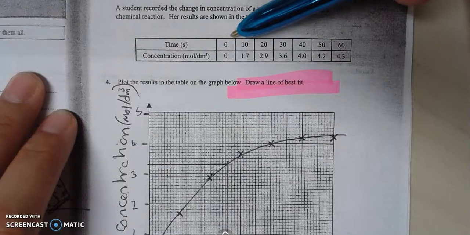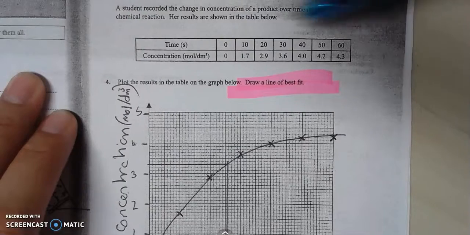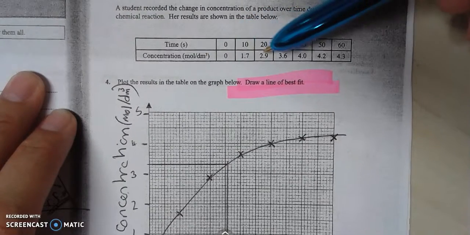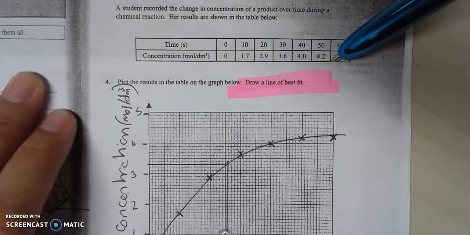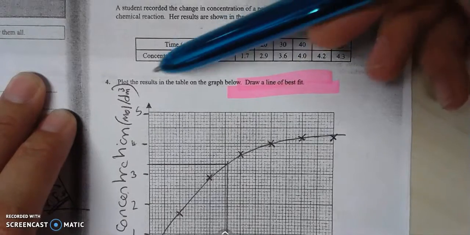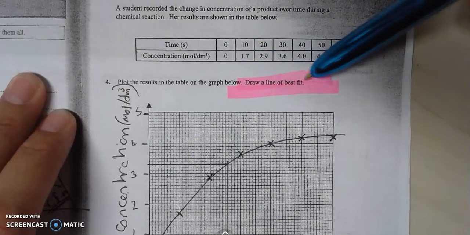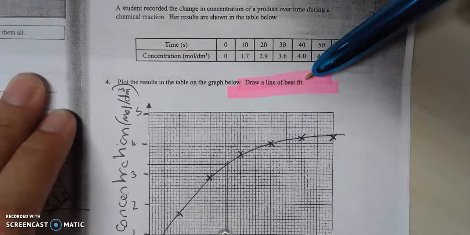Okay, so time, obviously that's the one that I controlled, so that's my independent variable. The one that I measured, concentration, was at the bottom there. You can see that's the one that's been changed. Plot the results in the table on the graph below. Draw a line of best fit. Now, most times on the graph, you're going to have to draw a line of best fit, and you need to have a look to see whether it's going to be a straight line or a curve.